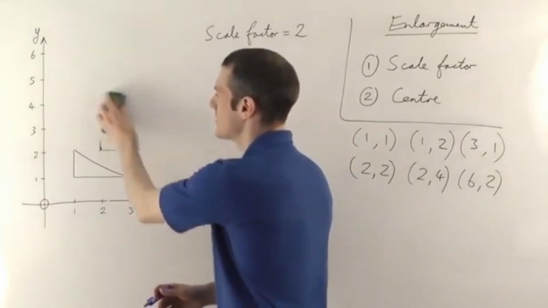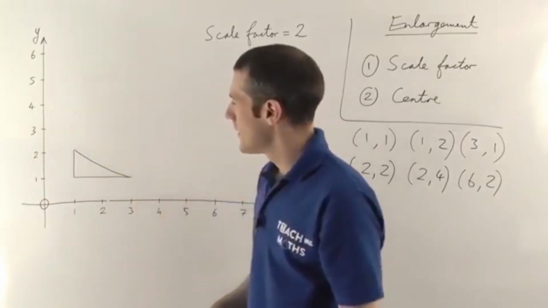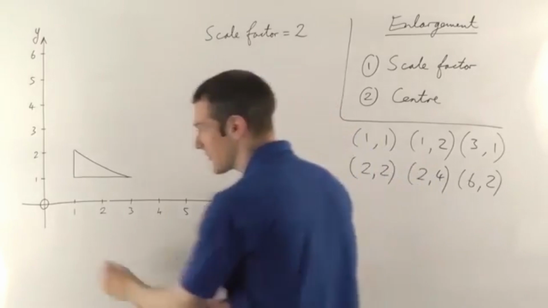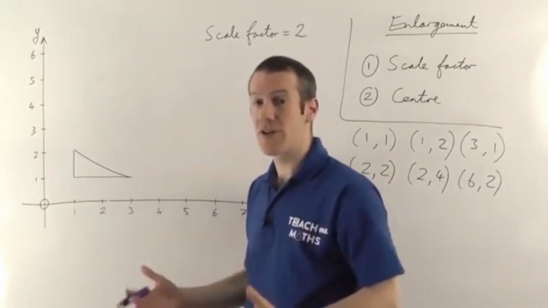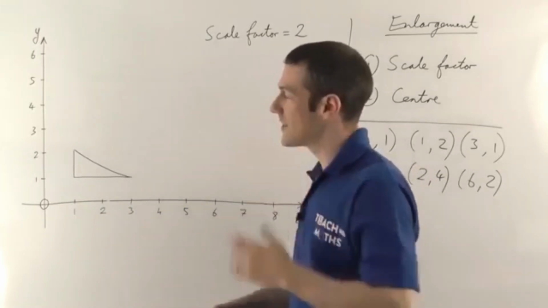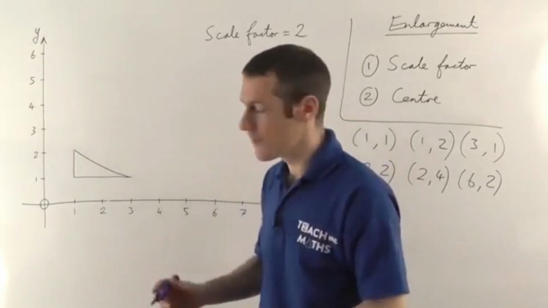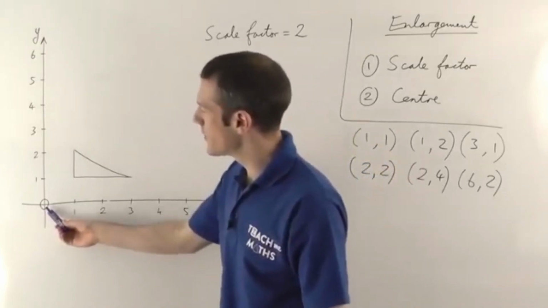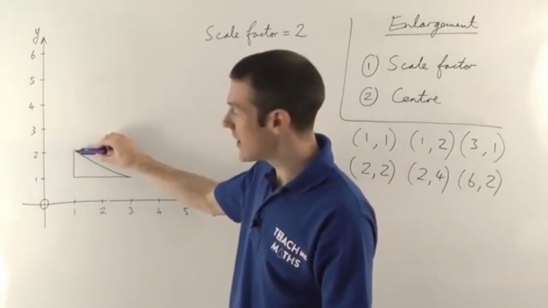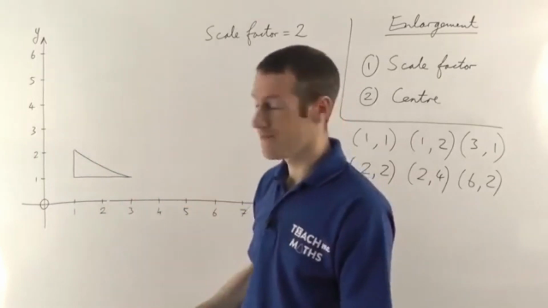Well, I'll leave those coordinates there so we can compare them later. And I'm going to leave the centre of enlargement as the origin, but I'm going to show you the other method so you can compare them. Essentially, what you have to do is, with a ruler, draw a straight line from the origin through each corner of the shape and then off into the distance.